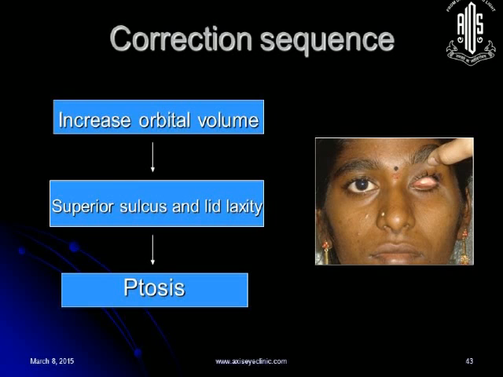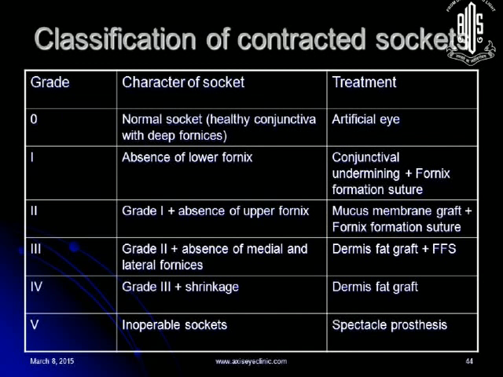The first thing we need to tackle is the orbital volume, and then we look at the superior sulcus and the lid laxity. We also look at the surface deficit, if any, and finally we need to correct the lid, that is the ptosis. Now the classification of contracted sockets: grade 0 is a normal socket where we can directly put an artificial eye.